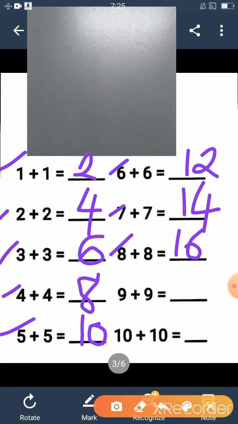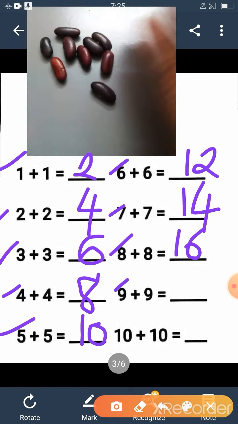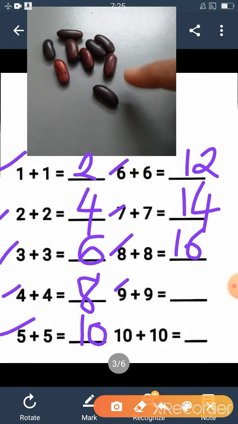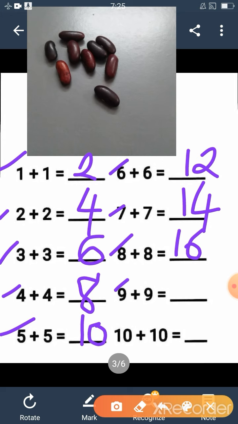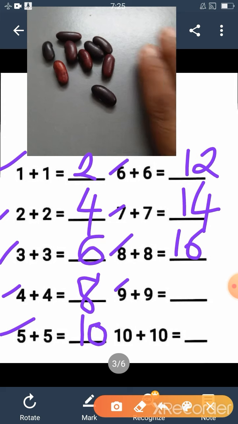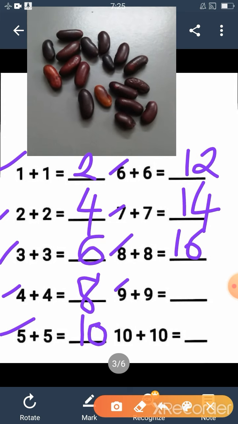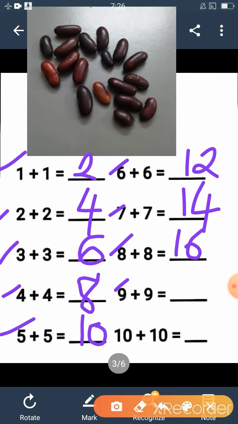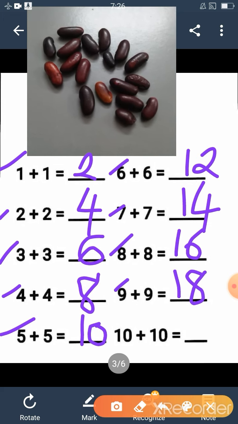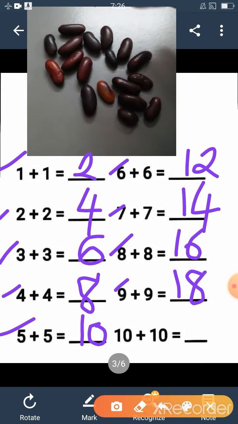Now children, they are asking us to do 9 plus 9. You can also take rajma seeds with me and you can also do this activity along with me. Yes, so I am taking 9 rajma seeds here and I will put more 9 rajma seeds. So let me take more 9 rajma seeds. So just count how many rajma seeds are there. Yes, you got 18. So we understand 9 plus 9 is 18.